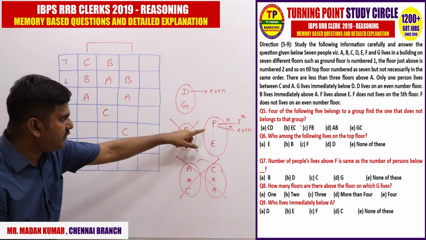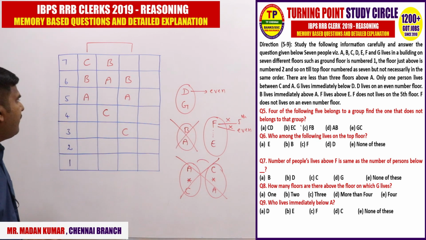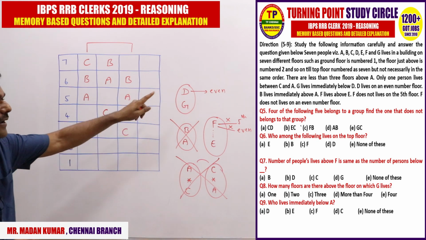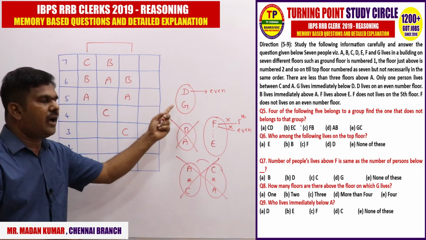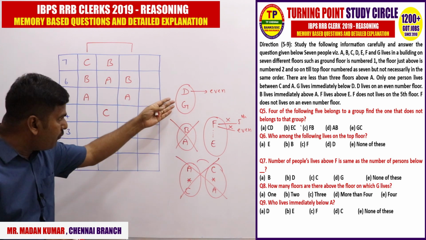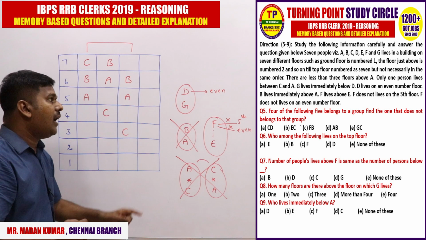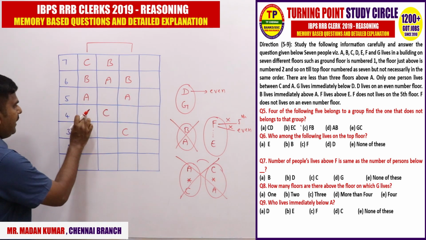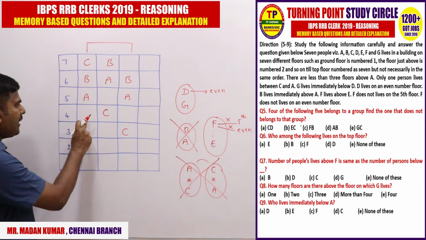E must be above F, and F cannot be on the fifth floor, and F cannot be on an even number floor. Any other? Above G, D must be there. D must be on an even number floor. So you can take this one or you can go ahead with this one. Which are the secondary informations? Say we consider D and G. D must be on an even number floor and it must be above G. D can be either on the fourth floor or the second floor, right? We have two possibilities here.